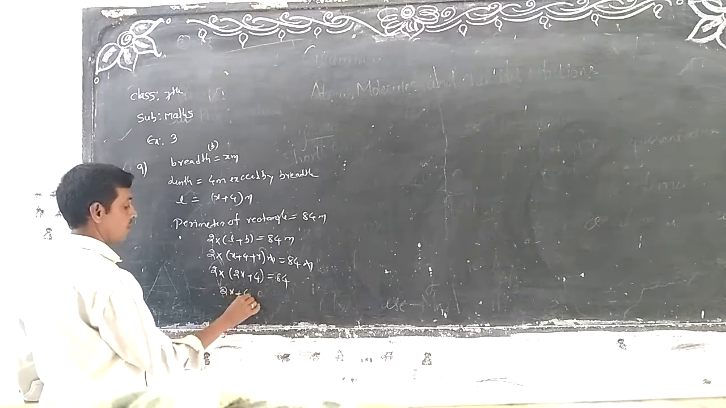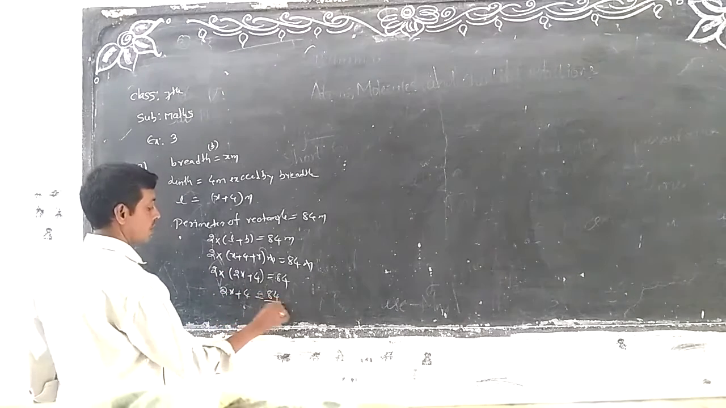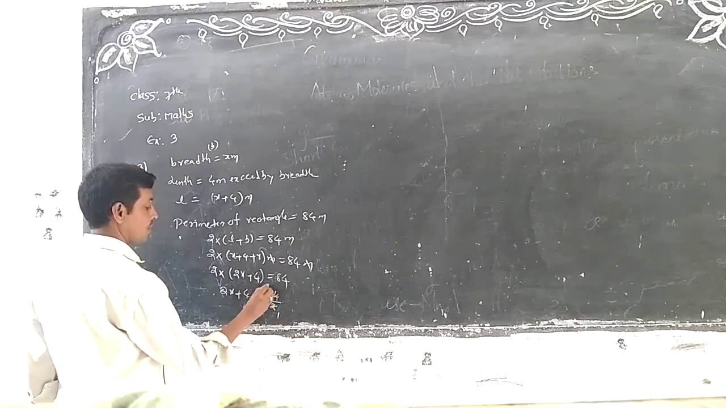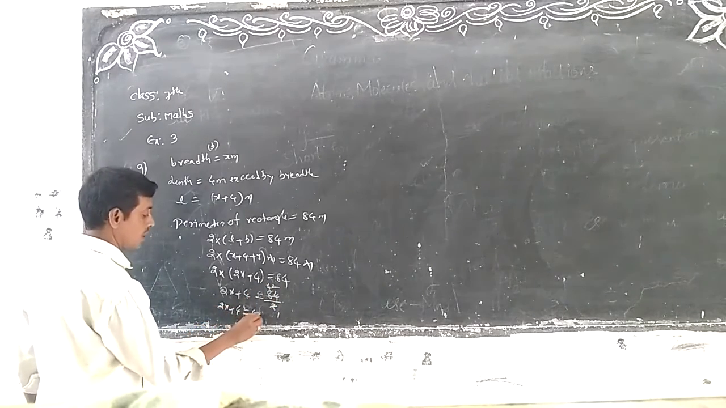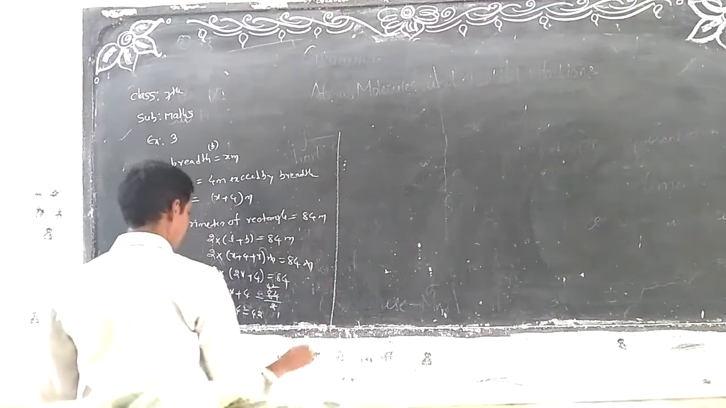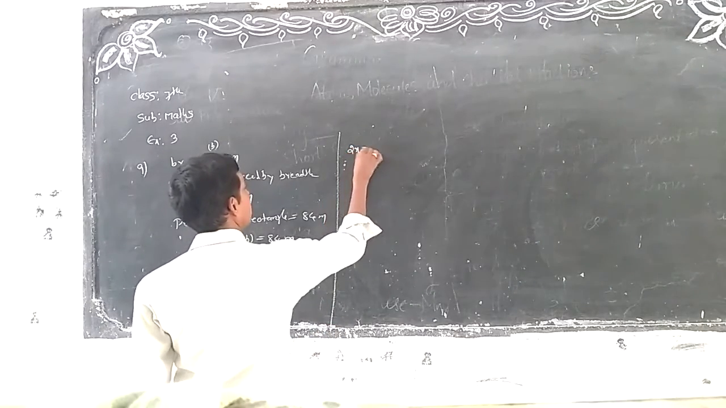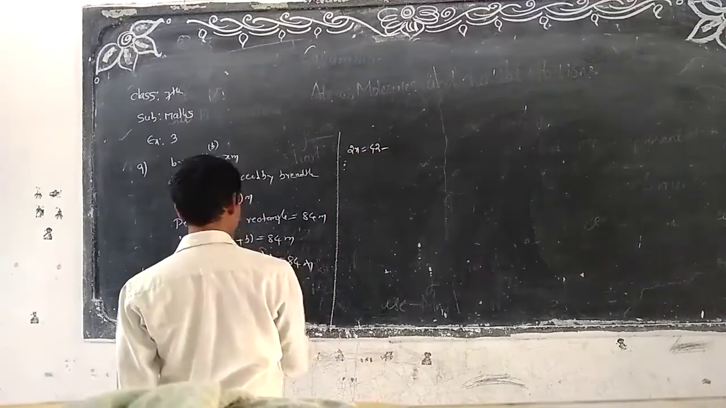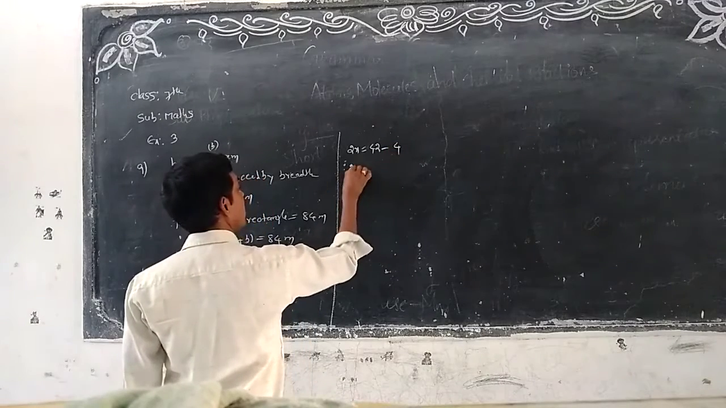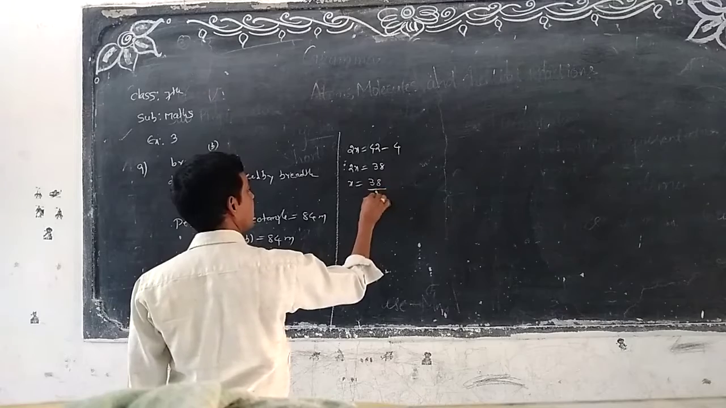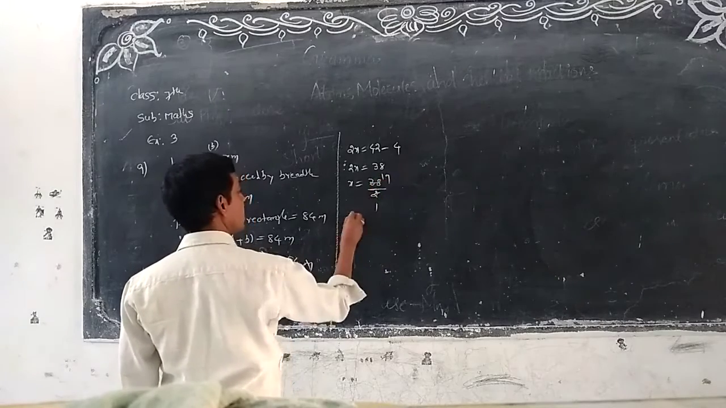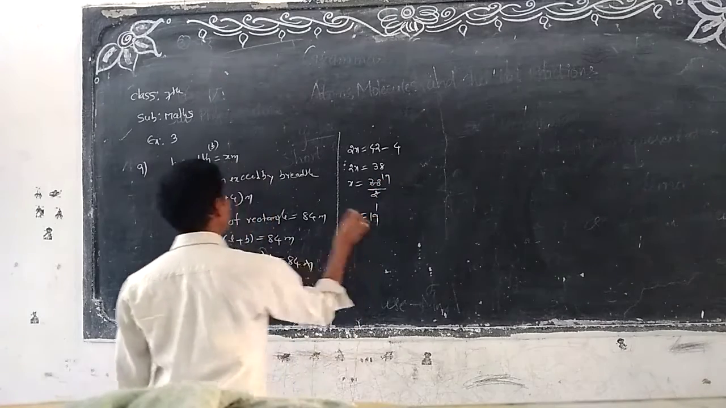So, send this 2 down: 2 1s are 2, 4 2s are 2. So, 2x plus 4 is equal to how much? 42. 2x is equal to 42 minus 4, 2x is equal to 38. x is equal to 38 by 2, 2 1s are 2, 19. So, x is equal to 19.